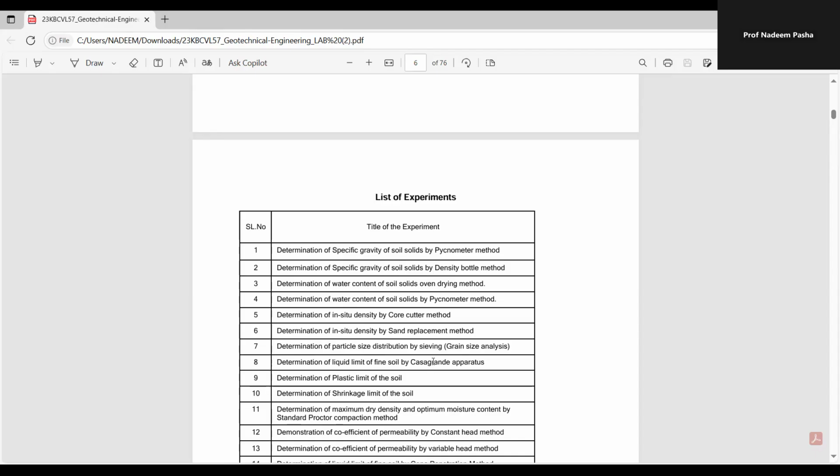Determination of liquid limit of soil by Casagrande apparatus. Determination of plastic limit of soil. Determination of shrinkage limit of soil. Determination of maximum dry density and optimum moisture content by standard compaction. Demonstration of coefficient of permeability by constant head method, determination of coefficient of permeability by variable head method.